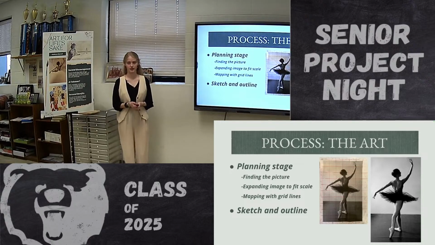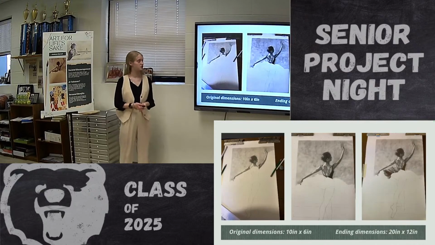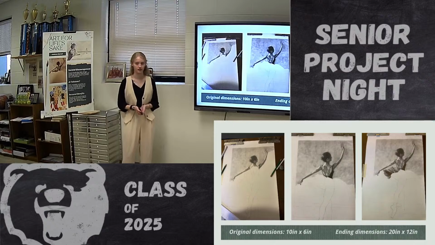After this was done, was the meat of the drawing. I went straight into the shading so that I could make it accurately reflect my reference photo. As you can see here, I started from the top and shaded in portions down to the bottom. The original reference photo was 10 by 6 inches, and the finished product was 20 by 12.